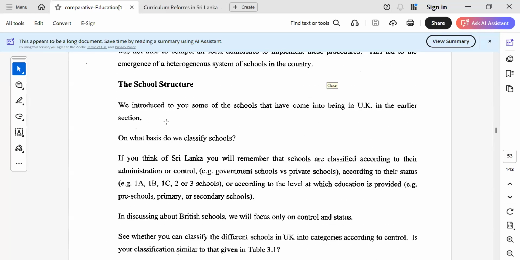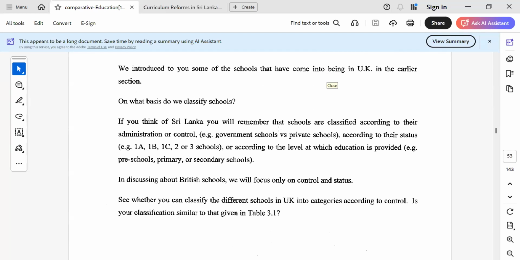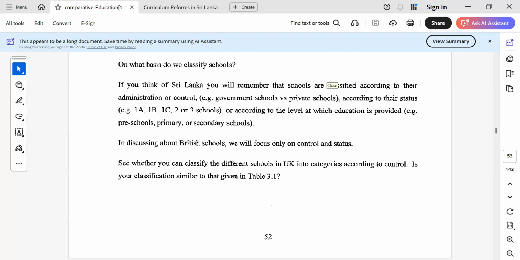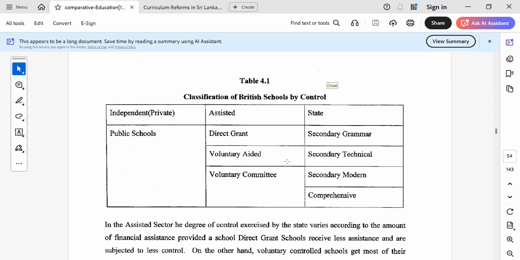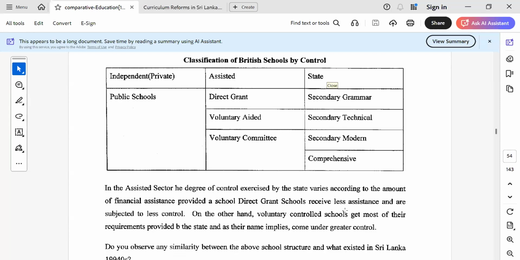And school structure. If you think of Sri Lanka, you will remember that schools are classified according to their administration or control, government school versus private school, and according to their status, 1A, 1B, 1C, 2 and 3 schools. So now 1AB, type 1, type 2 schools, national schools. In discussing British schools, we will focus only on control status. So here you can see public schools, direct grant, voluntary aided, voluntary committee, secondary grammar, secondary technical, secondary modern, and comprehensive. This is the classification of British schools by control.